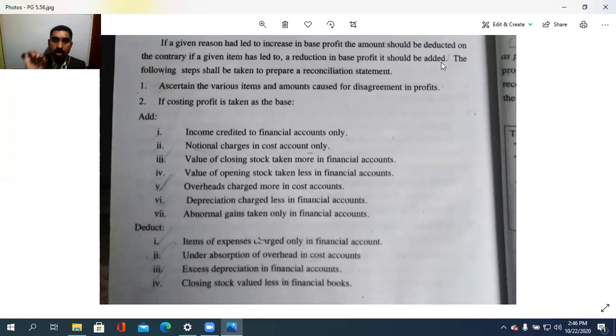When it is costing profit, add these items: income credited to financial accounts, notional charges in cost accounts, value of the closing stock taken more in financial account, value of the opening stock taken less in financial account, overheads charged more in cost accounts, depreciation charged less in financial account, abnormal gains taken only in financial account. Why? What are the items to be deducted?